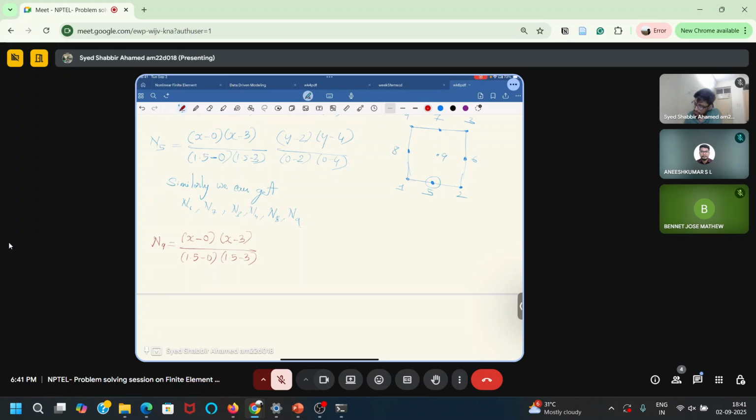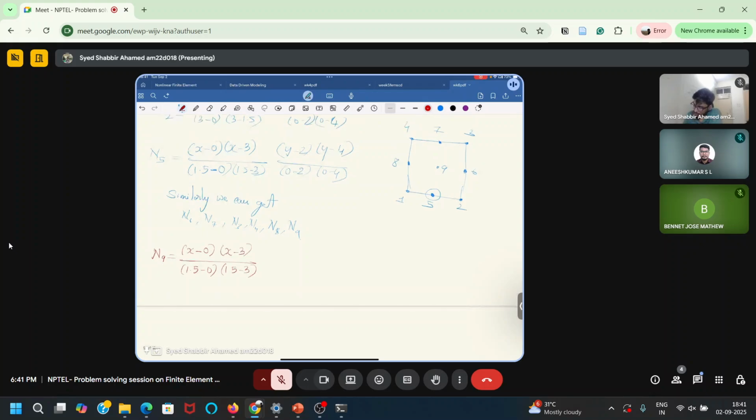Similarly, Y I have to get. For getting Y, I have to take these two, this and this, and I'll write the numerator. So I will take Y minus 0 because this point has a Y coordinate of 0, and Y minus 4 because node 7 has a Y coordinate of 4, divided by, now I'll substitute the Y value which I have for the point 9, which is 2 minus 0 by 2 minus 4. So this is my shape function for node 9.